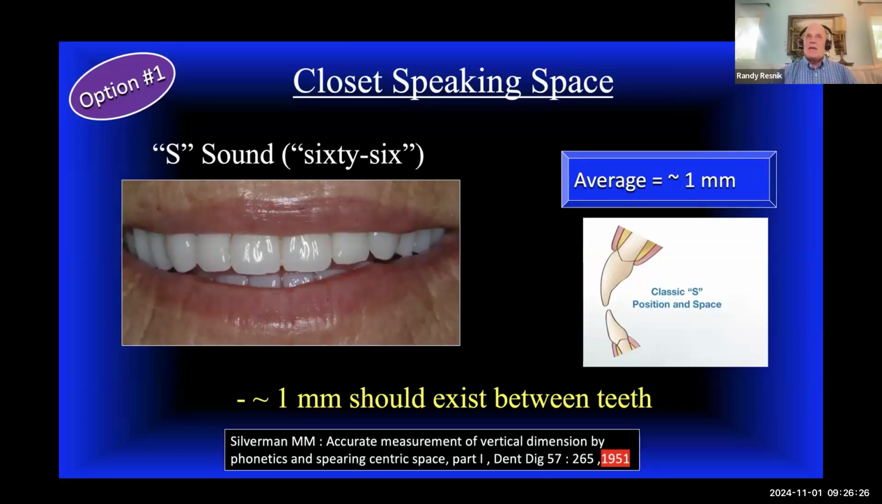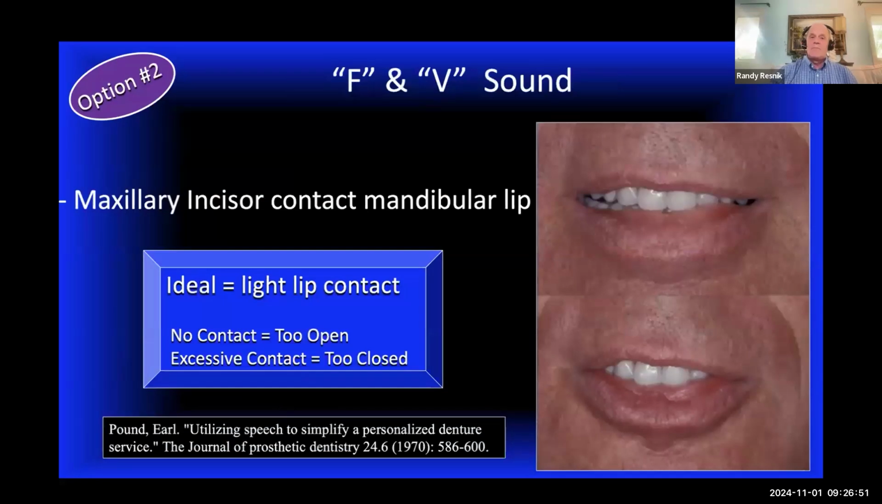However, there has to be a space. So that space should be approximately 1 millimeter. If there's no space, that's a non-ideal vertical dimension. Or if there's too much space, then that is a non-ideal vertical dimension. So the sibilant sounds, the S sounds, the Silverman sounds, is one of the earliest ones, and probably one of the more common ones that we use today.